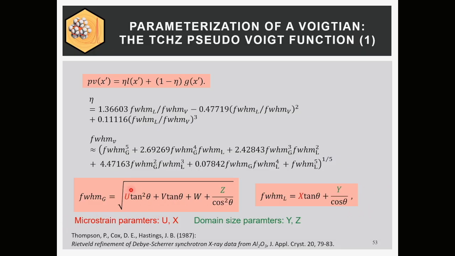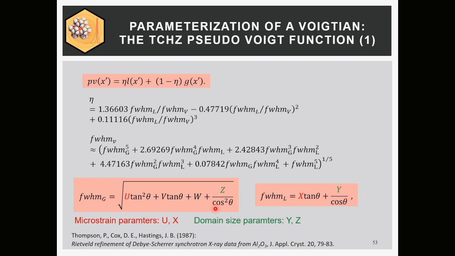This people might recognize as the Caglioti formula, which is known since the 1950s. Some parameters have been added here, and you see already why, because the Caglioti function is actually the tangent theta dependence. So this is related somehow to strain. Okay? The V and the W I actually never use. Why? Because they're highly correlated, and they have absolutely no physical meaning.